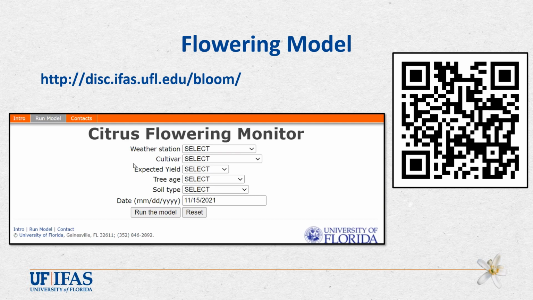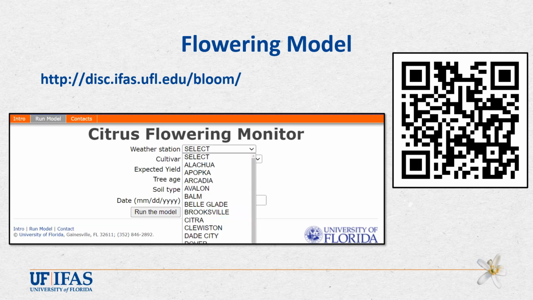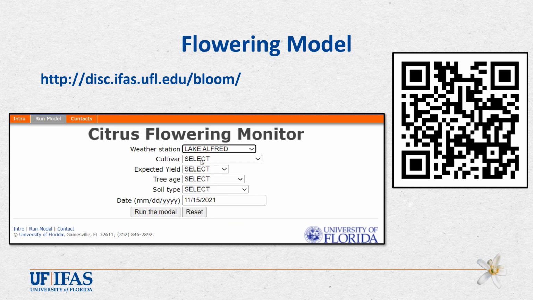The University of Florida offers a flowering model that uses observed and predicted weather patterns to aid in predicting bloom dates. You can find the link to the model on screen and below, as well as a QR code on the screen that will link you to the site. On the Flowering Monitor site, you will be asked to fill in some basic information along with the current date. This information is used to guarantee the most accurate prediction for your field site.